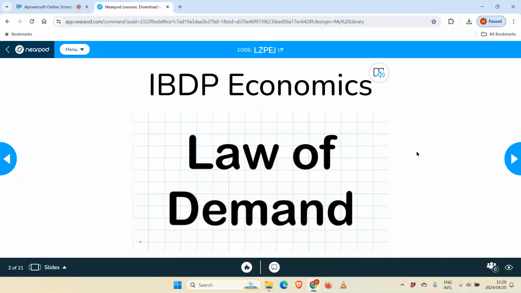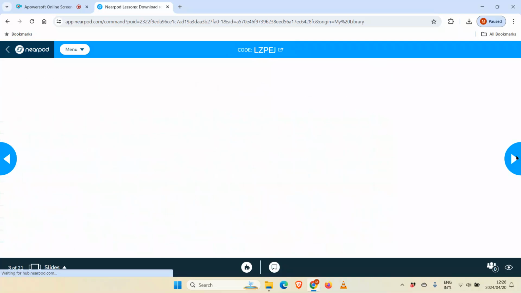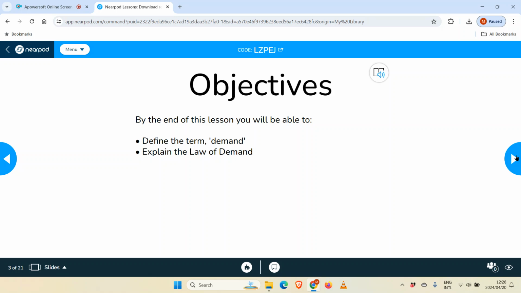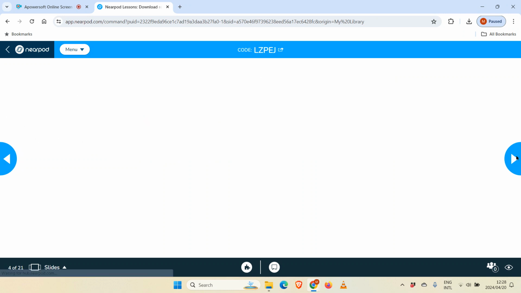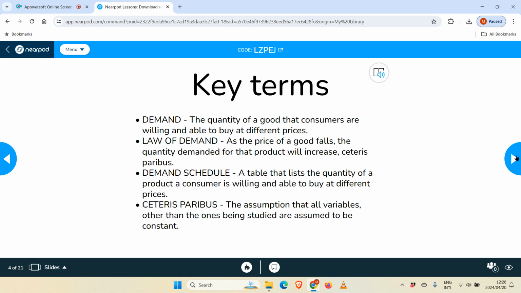For students to access this lesson, they need to input this code on their devices. So we're looking at the law of demand in this lesson. The objectives are the two terms, demand and law of demand. The key terms for this lesson are demand, law of demand, demand schedule, and ceteris paribus.